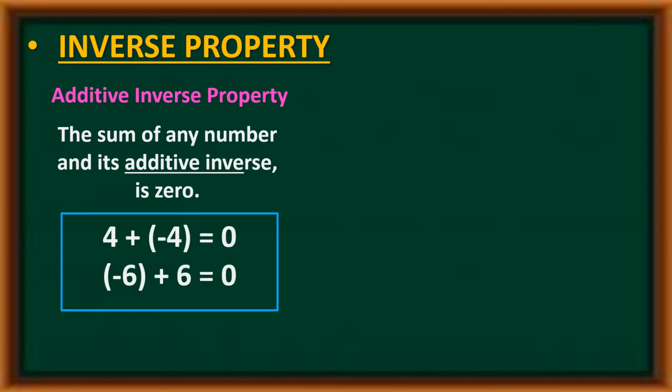So, example, we have 4 plus negative 4. Yung tinatawag ditong additive inverse is the negative 4. Or, ang ibig sabihin ng additive inverse is its opposite. So, we have 4. Its opposite is negative 4. Next is negative 6. Its opposite is 6. So, sabi kay additive inverse, kapag nag-plus tayo ng kanyang opposite, our answer is 0. So, 4 plus negative 4 is equal to 0. Negative 6 plus 6 is equal to 0.